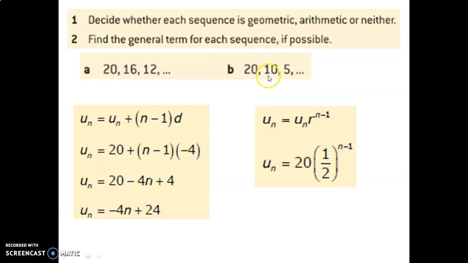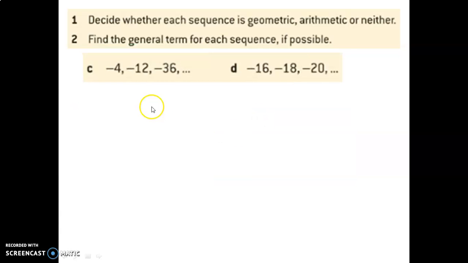Okay, B is geometric because we're multiplying by 0.5. We're multiplying by a half every time. So that's geometric. Here's our general geometric rule. And there's the rule here, U1, the R value in that. Okay, again, this is arithmetic. This is geometric. Those are the two key formulas we've learned so far. Next, try C.